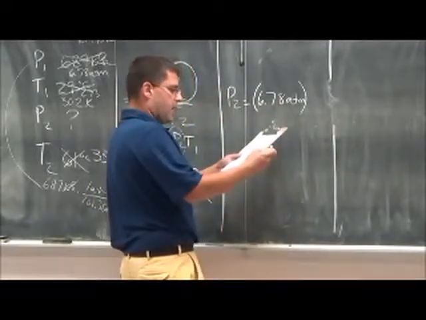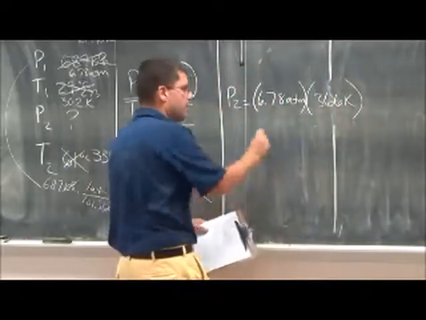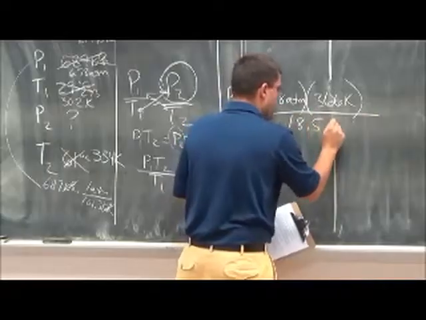Okay. 6.78 atmospheres times 366 Kelvin divided by 18.5 atmospheres.